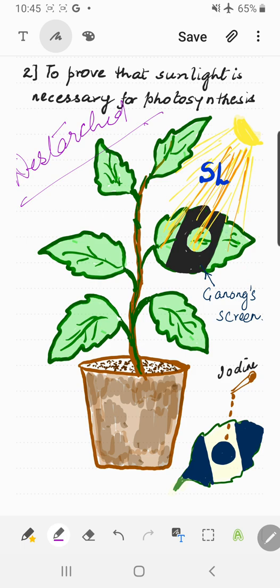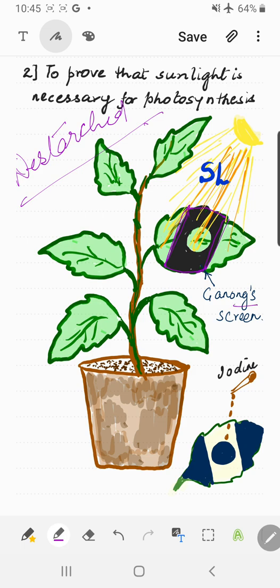We will keep a screen over one of the leaves. Now this screen, we have taken a black screen because we know that black color generally absorbs all the light. It doesn't allow the light to pass through. So for black color, you can take a chart paper too.